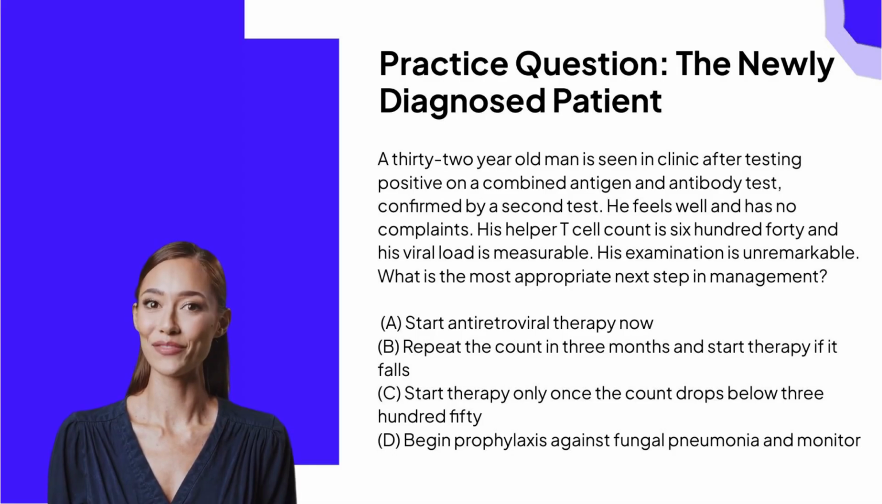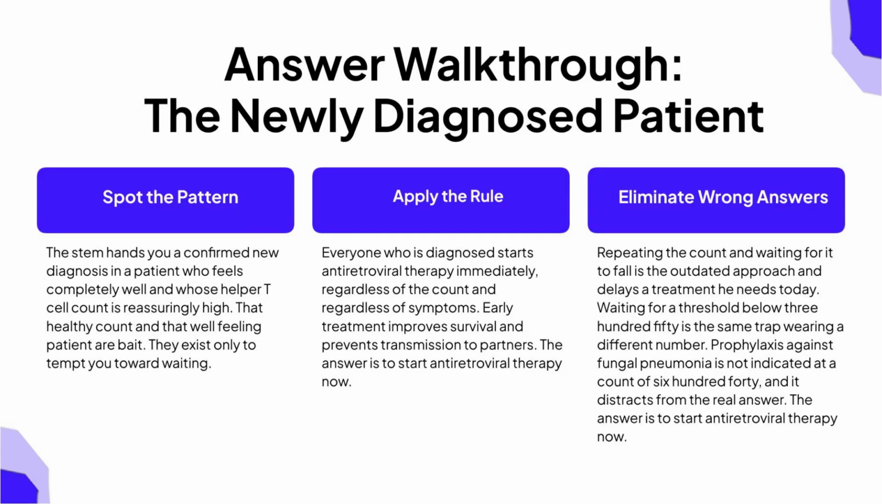Notice what the stem emphasizes. He feels fine and his count is high. Ask yourself why the writer bothered to tell you that. First, spot the pattern. The stem hands you a confirmed new diagnosis in a patient who feels completely well and whose count is reassuringly high. That healthy count and that well-feeling patient are bait. They exist to tempt you toward waiting.